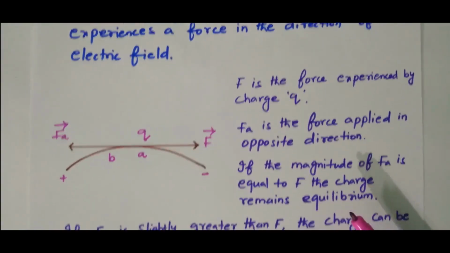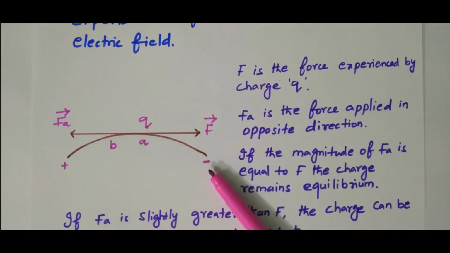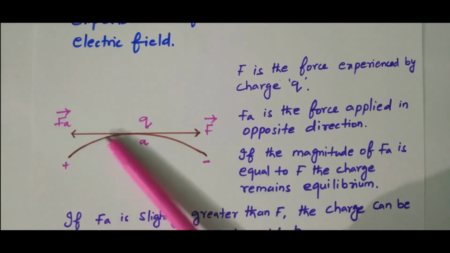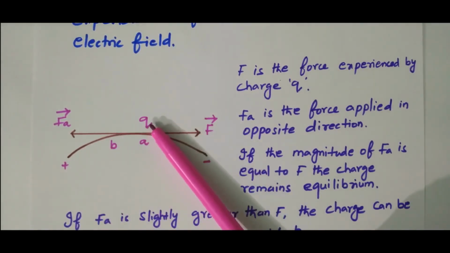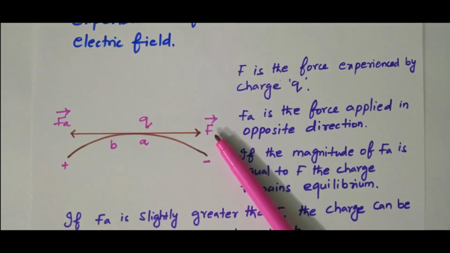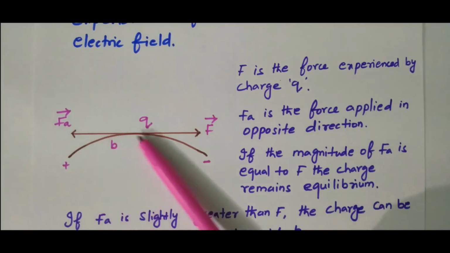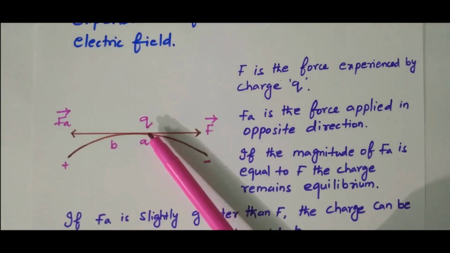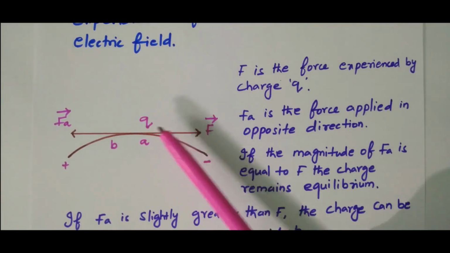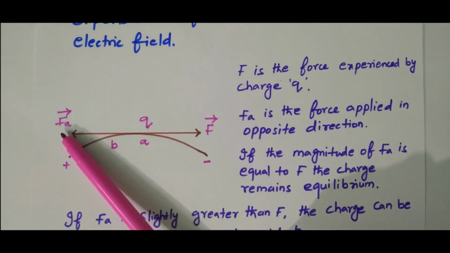We are referring to this diagram. Here the charge is available. This plus minus is the electric field. In that electric field, the charge is placed. Due to this electric field on the charge, a force is developed. That is called F. On the opposite side, we have the applied force, Fa. Due to the electric field, this charge experiences a force, that is nothing but F. On the opposite side, we are applying one more force, Fa.